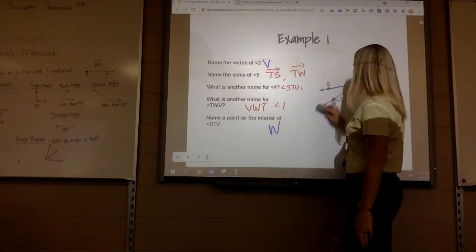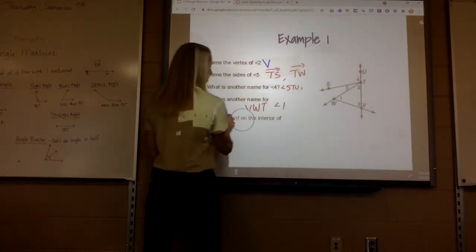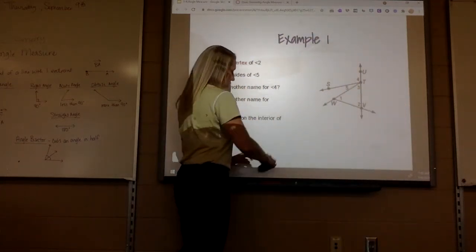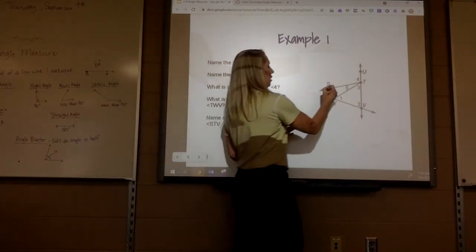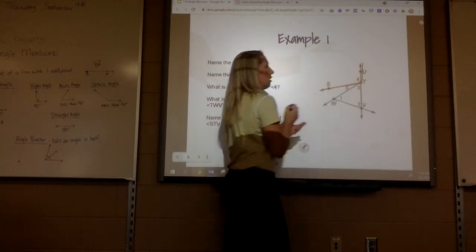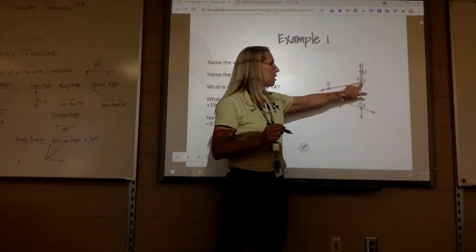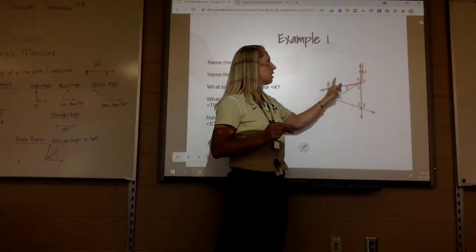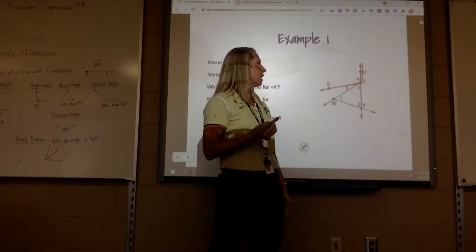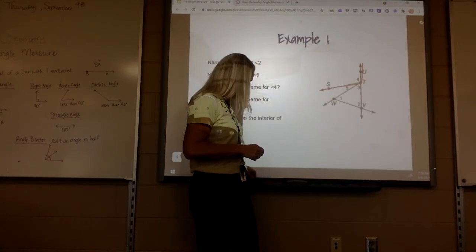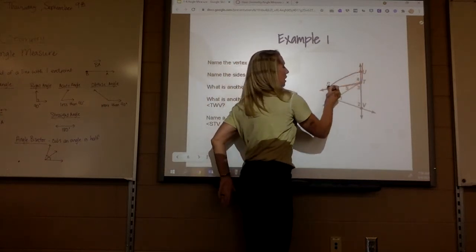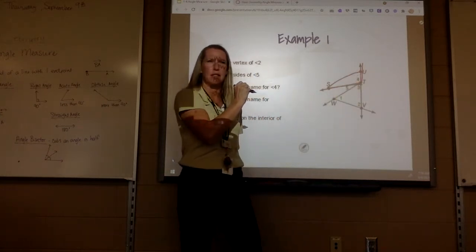Okay, are there any questions on naming angles? Make sure the vertex is always in the middle, because I see mistakes every year. If I'm talking about this angle, T has to be the middle letter: UTS or STU. But sometimes kids might say UST. That would not be that angle, because UST would go from U to S to T. Does that make sense? Okay.